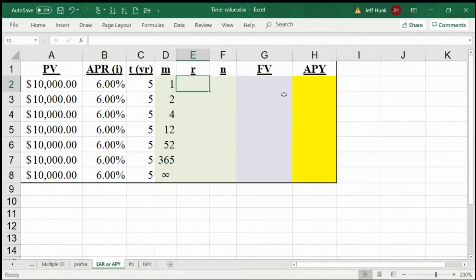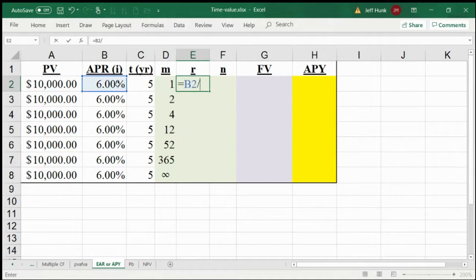We already know that the future values will be different depending on the compounding frequency. And you know by now already that the more frequently compounded, or the higher the compounding frequency, the greater the future value. Okay, so that's nothing new. That's something we already know.